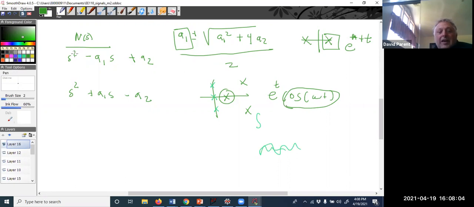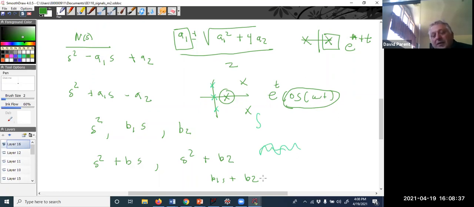Now, what could n of s be? It could be S squared plus B1s. It could be S squared plus B2. It could be B1s plus B2. I think that's it. And then you have to adjust things.